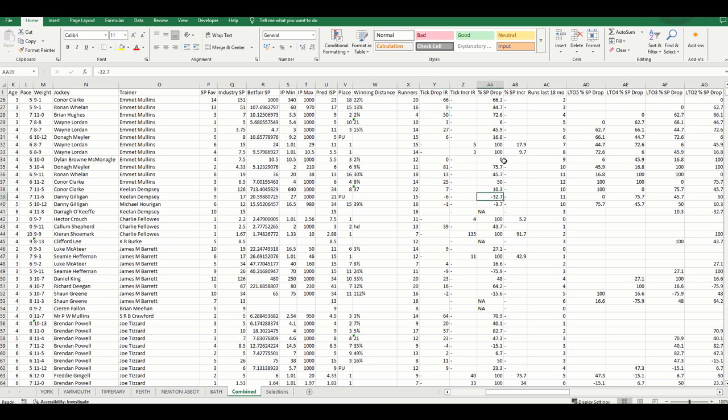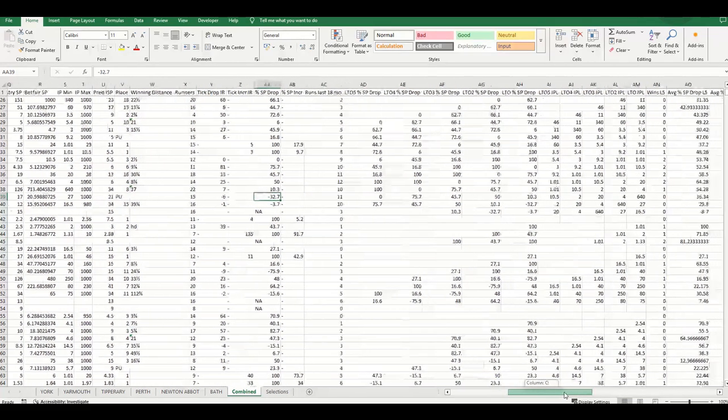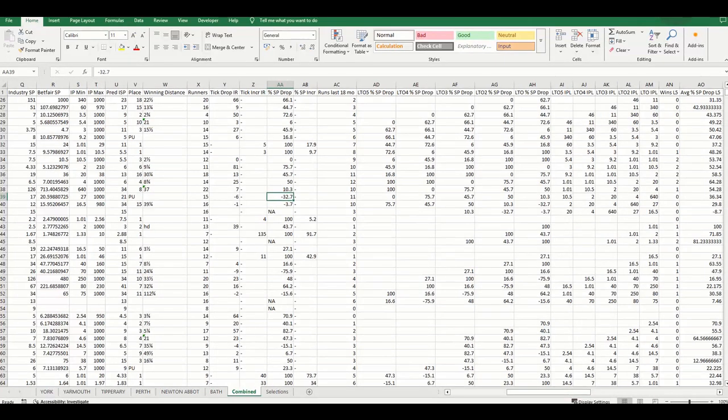Now you can see the percentage SP drop. So that's how low in running the horse went compared to its starting price. Again, using Betfair odds. Very popular for people who want to use data such as this for their in-play trading, whether they forecast a horse will drop to a certain level or whether they think a horse is not going to drop in play. They use this. It's very popular. A lot of trading techniques stem from this sheet.